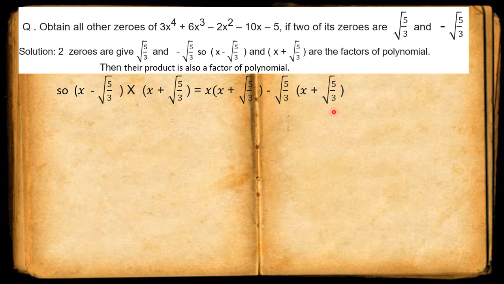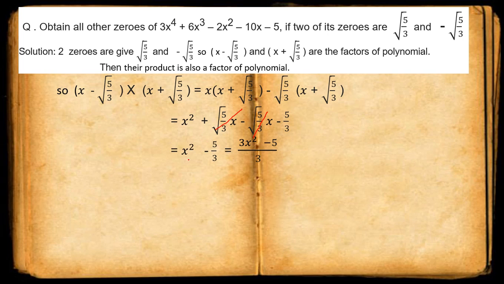So when we simplify it, we get x into x, that is x square, plus x into under root 5 by 3 minus under root 5 by 3 into x, and minus and minus becomes plus, and the product under root 5 by 3 into under root 5 by 3 is 5 upon 3. So these two terms will be cancelled out, as both contain under root 5 by 3 and x, and one is positive, one is negative. So next step we get x square minus 5 by 3.